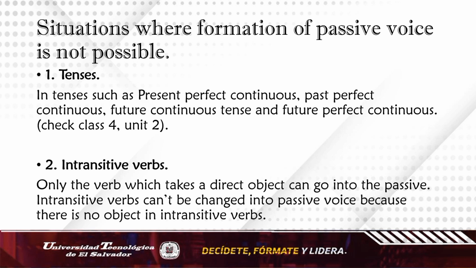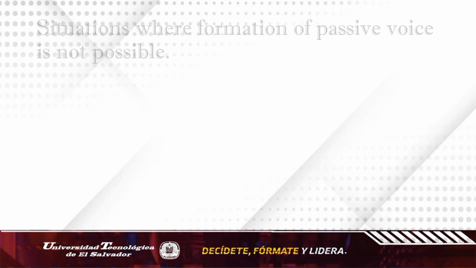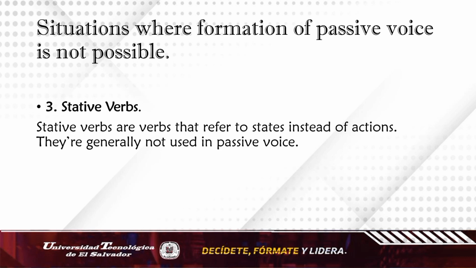2. Intransitive verbs. Only the verb which takes a direct object can go into the passive. Intransitive verbs can't be changed into passive voice because there is no object in intransitive verbs. 3. Stative verbs. Stative verbs are verbs that refer to states instead of actions. They're generally not used in passive voice.